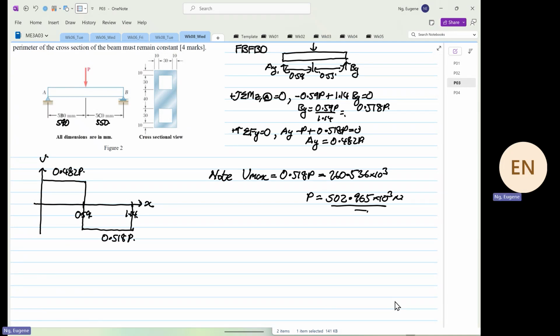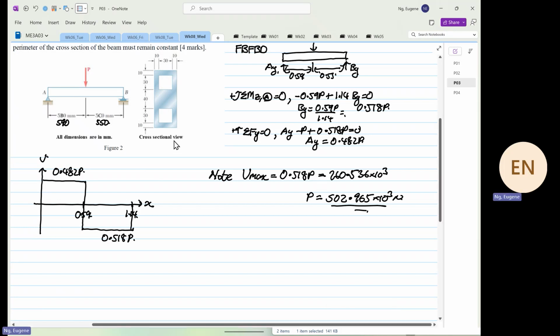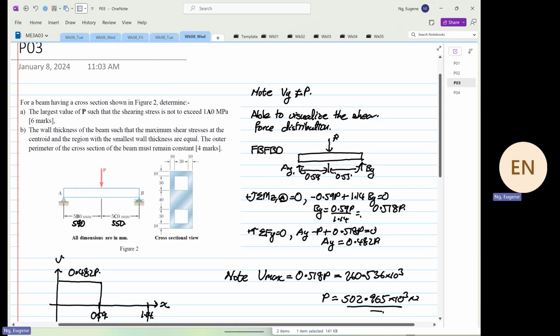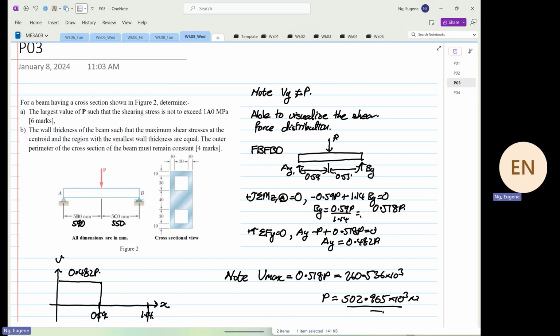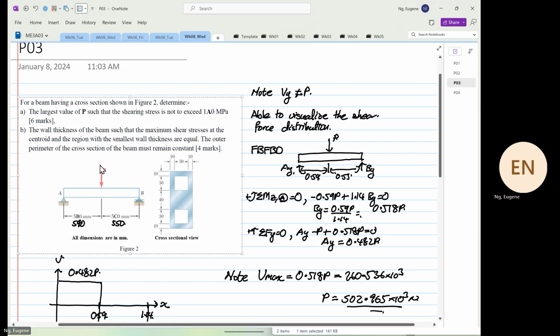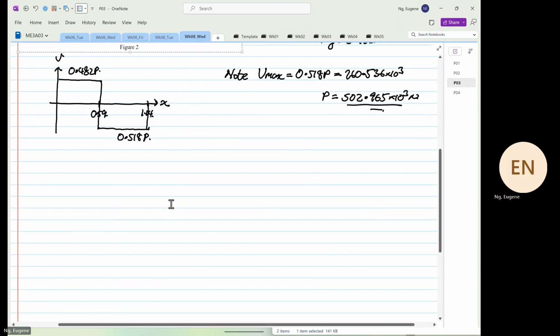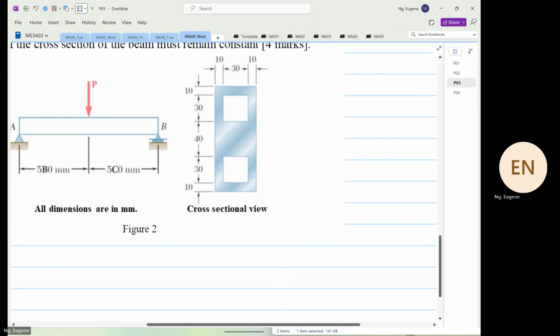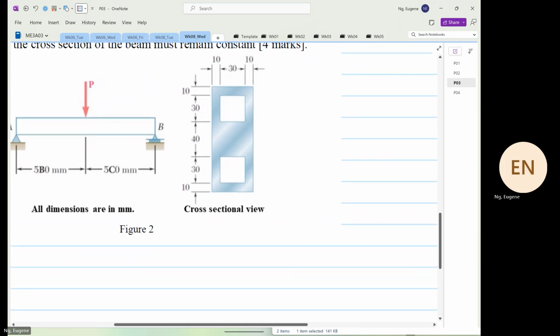Now, B is where it gets challenging, but not impossible. You guys know how to solve B already, in fact. Part B of the question is: find the wall thickness of the beam such that the maximum shear stress at the centroid and at the region with the smallest wall thickness are equal. The first thing that we're going to do is sketch the shear flow. Remember what I told you guys about the shear flow?